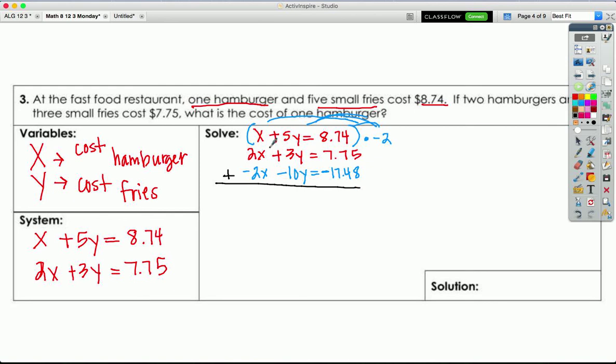We know our x's canceled. We made that happen. We are left with negative 7y equals negative, what's 775 minus 1748? Negative 973. 9.73? Yeah. Okay. Sorry. Alright. So the very last thing we have to do is divide both sides by negative 7.